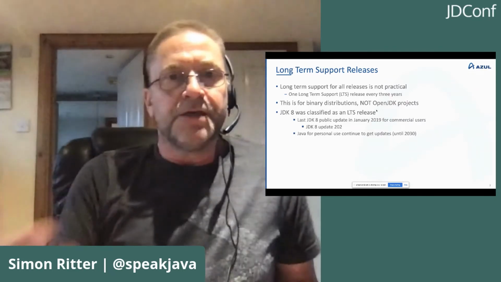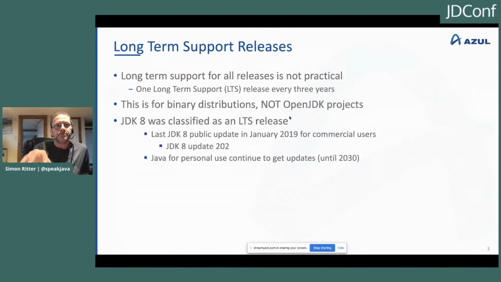To get things started, Oracle decided that JDK 8, because everybody was using it at the time, or almost everybody, they classify that as a long-term support release. And in terms of how long that would be continuing for, they said that the last public update would be January 2019, last year, and that since then, things would change.